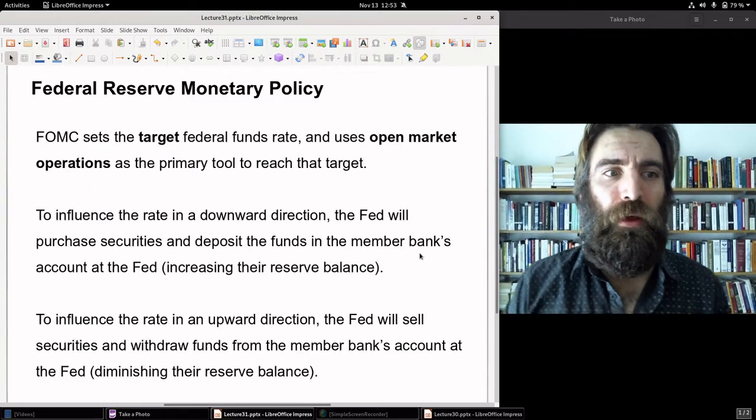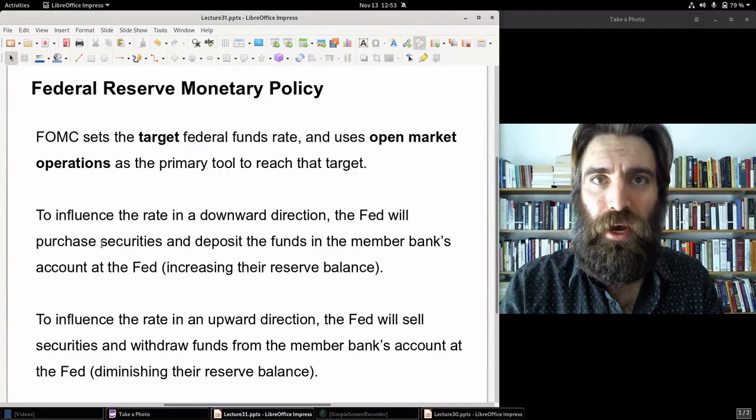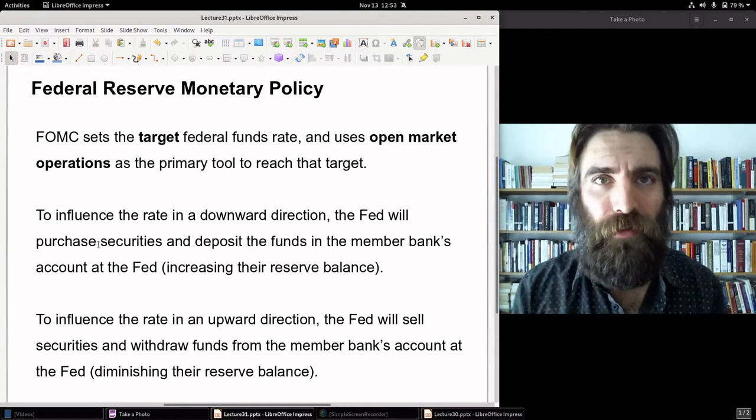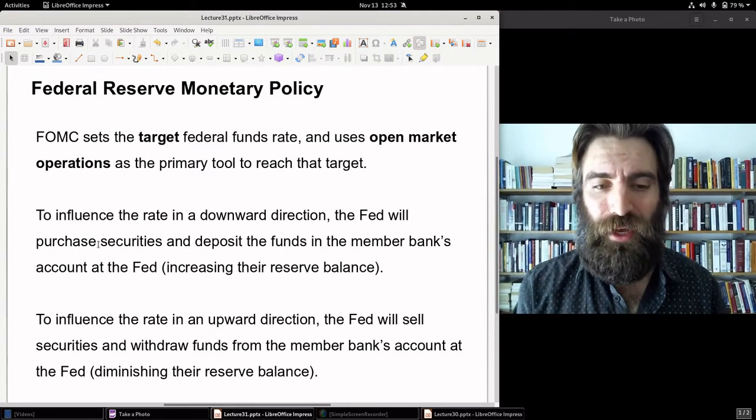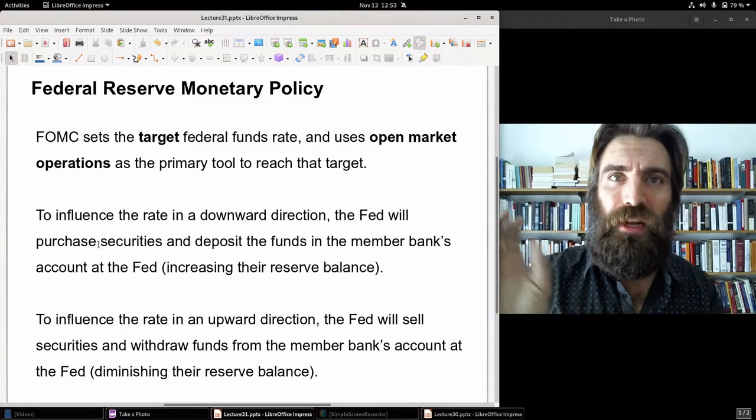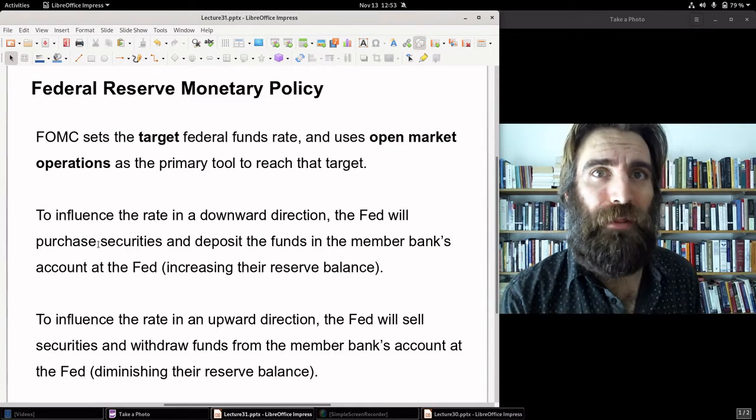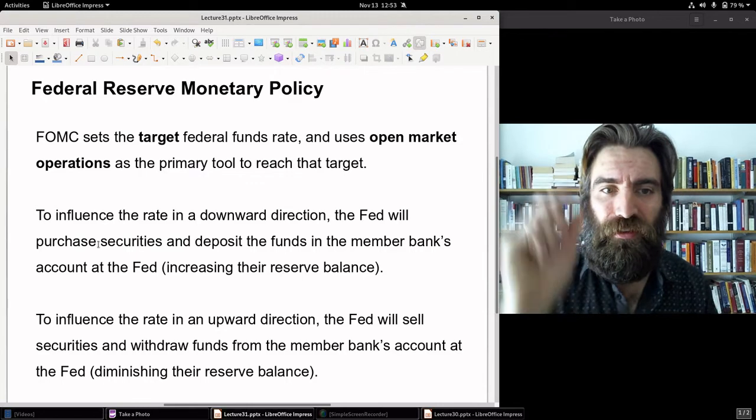Now, when the Fed purchases these securities, what they'll do most of the time, they don't always just print money and give it to the bank. It doesn't work quite like that, although sometimes it does effectively. But more often than not, they just digitally add it. They'll add a zero to a bank's account at the Fed. It's just kind of digitally created. Add a zero to the bank's account.